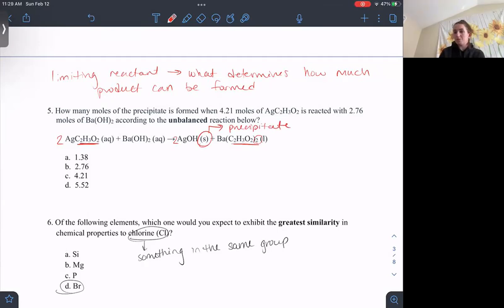Okay, so the one that's going to be solid is going to be your precipitate here. That's always the case. The precipitate will always be a solid. So the first thing we're going to do is check our silver compound. So we'll say that we have 4.21 moles of silver acetate, AgC2H3O2. And how do we get to moles of our product?